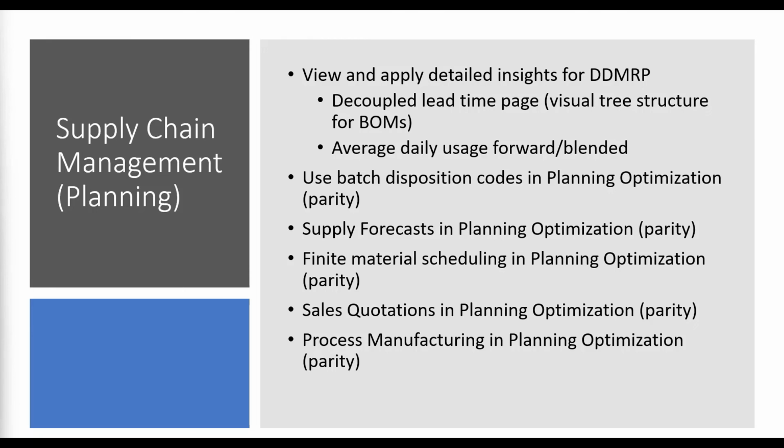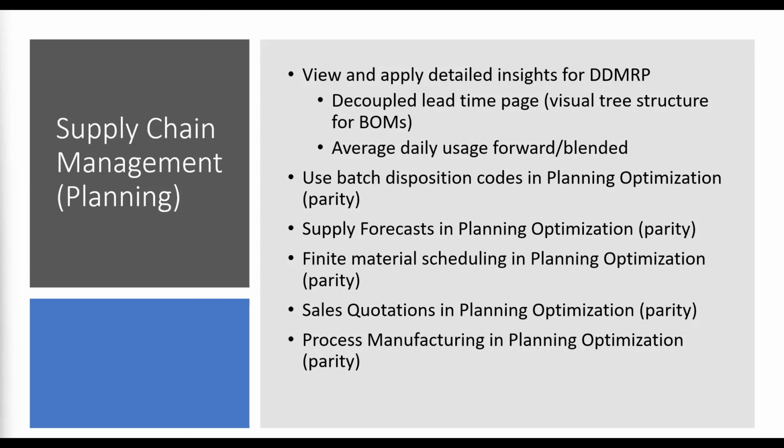The other areas are what I call parity features, meaning that we're finally getting back to what master planning had, and these are kind of the last ones, to be honest, is the batch disposition codes. If you're on AX 2012, you knew that was something where we can actually earmark whether or not a product is available or not from a batch perspective, right? So that's been added now back into the planning optimization. The supply forecasts are there. The finite material scheduling now is inside of there even more.